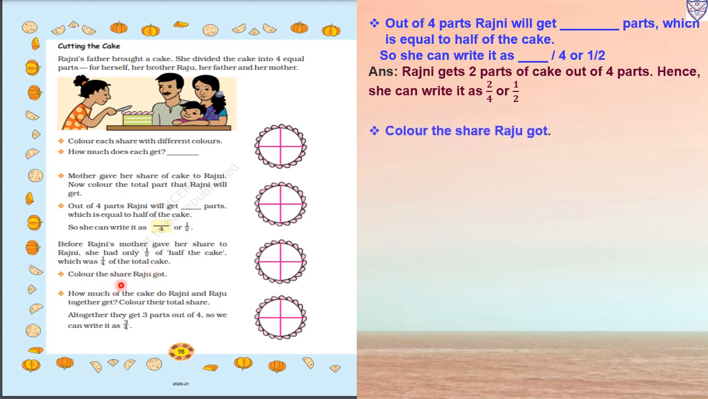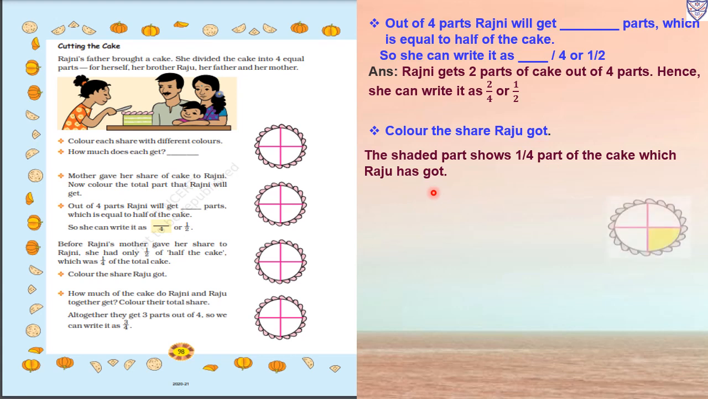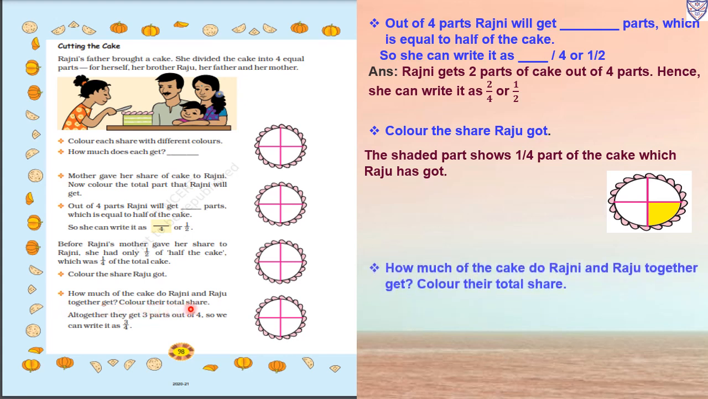So color the share Raju got. Now how much did Raju get? The shaded part shows 1 upon 4 part of the cake which Raju has got. So Raju got only 1 upon 4 part, so we will color only 1 part. How much of the cake do Rajni and Raju together get? Color their total shares. So how much will both get now?